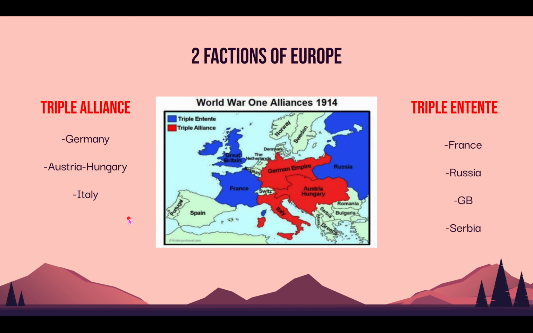So now we have two sides of Europe. We have the Triple Alliance, which includes Germany, Austria-Hungary, and Italy, and the Triple Entente, which, like we said before, was France, Russia, Great Britain, but now Serbia as well.